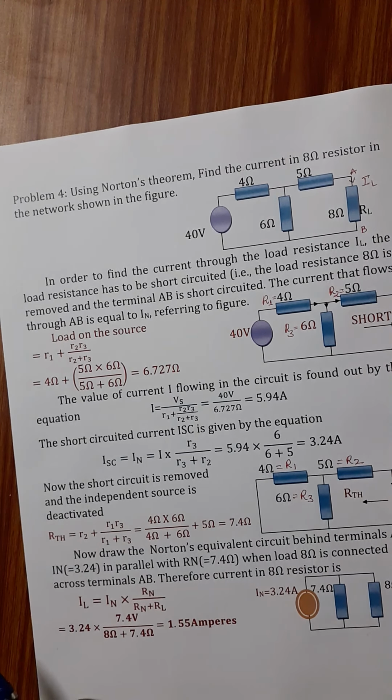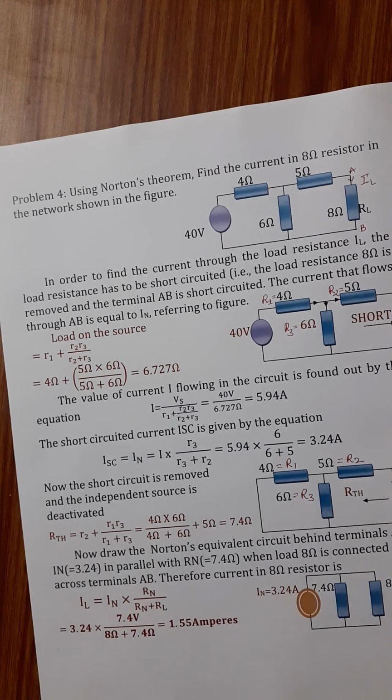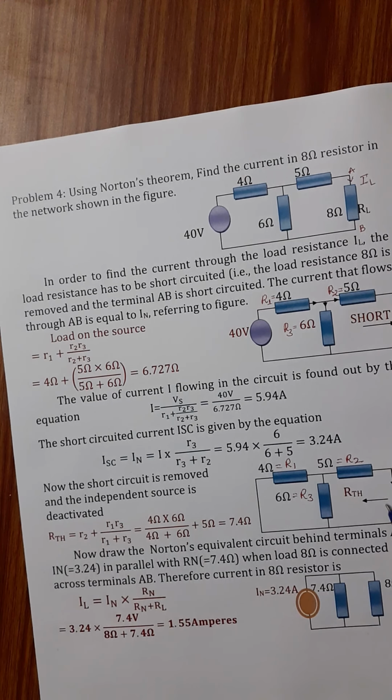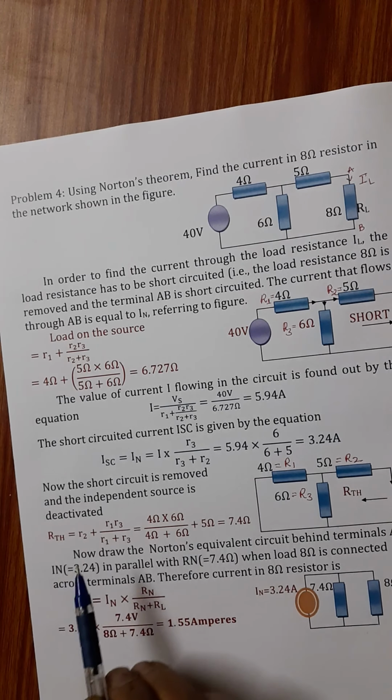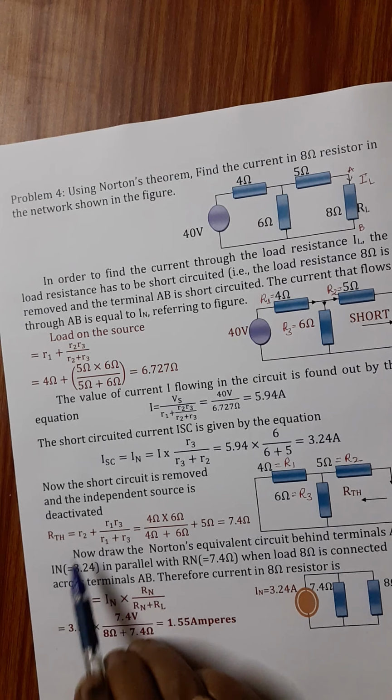Now the short circuit is removed. This part, the short circuit is removed, and the independent source is deactivated. That means it is again short circuited. Now the RTH is nothing but, here it is.